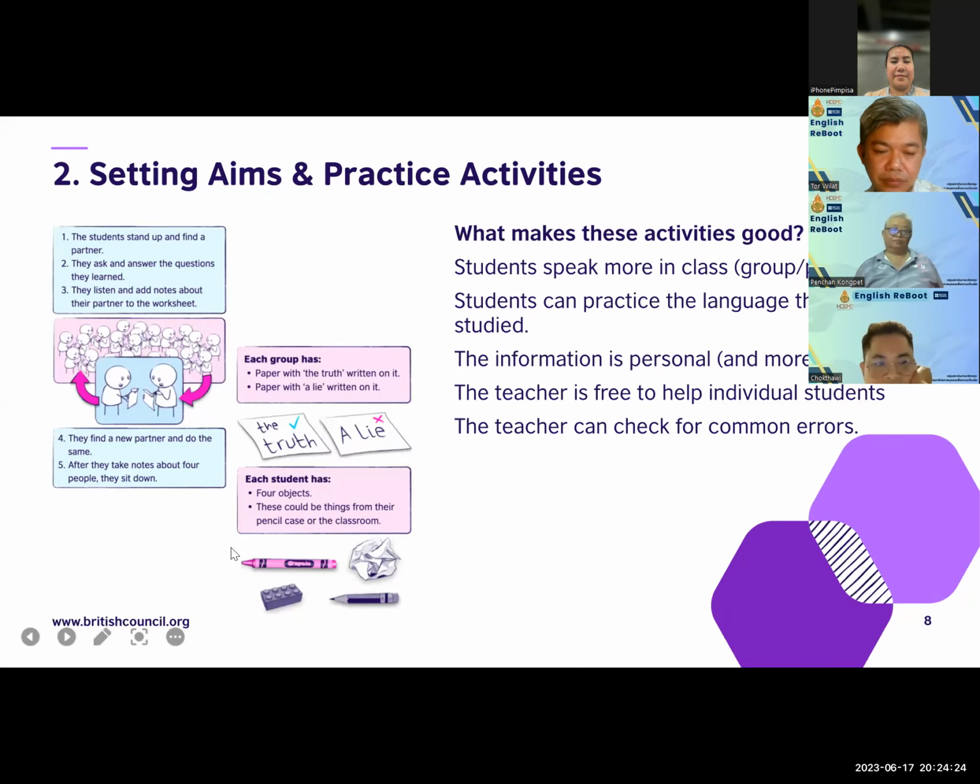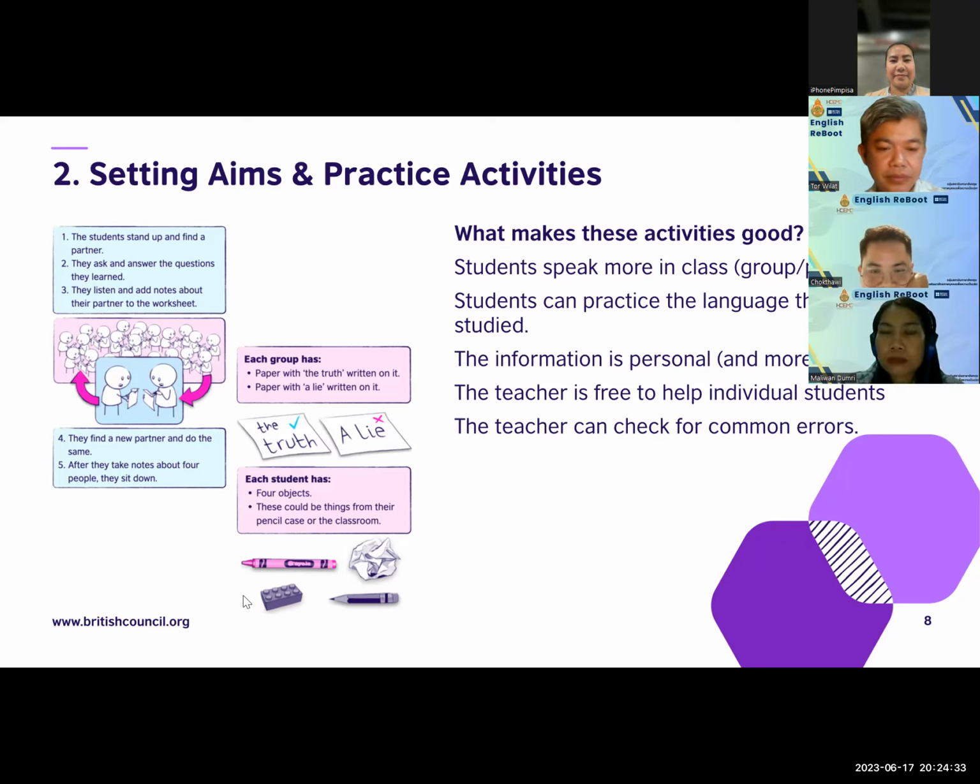Ajahn Pimpisa, you raised your hand again. You can say that, please. I think I agree with number one: students speak more in class or maybe in group. Explain, please. Because it's some information about themselves, so they can tell, and their friends can know which one is a truth or a lie. I think that would be good for them to practice. Good. Thank you very much.